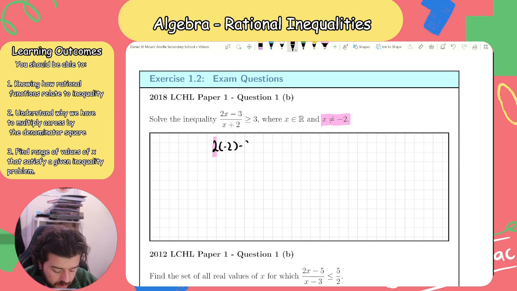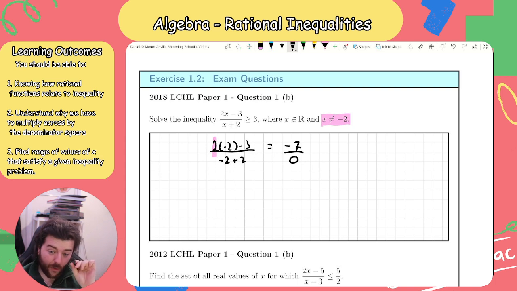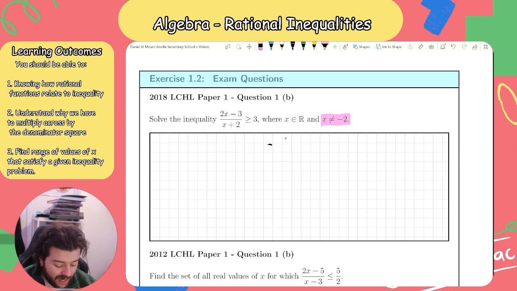2 times minus 2 minus 3 all over minus 2 plus 2, I'm going to be left with minus 7 over 0. And you can't have anything divided by 0, so you're going to get an error on your calculator. So when you draw this graph, it would go along and then disappear at x equals minus 2, and then carry on again. Anyway, you'll learn more about that in functions and limits, but I'm bringing it in now.